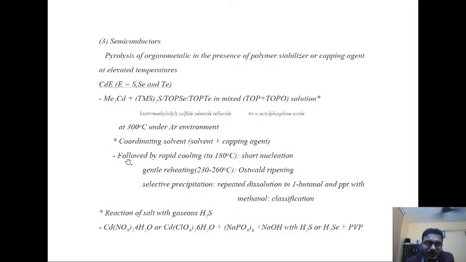Here the process is followed by rapid cooling up to 180 degrees Celsius, that is short nucleation, and gentle reheating from 230 to 260 degrees Celsius, that is Ostwald ripening. The selective precipitation, that is repeated dissolution in 1-butanol and precipitation with methanol, that is classification. We will still be omitting this portion, so if you don't get this, no issue.